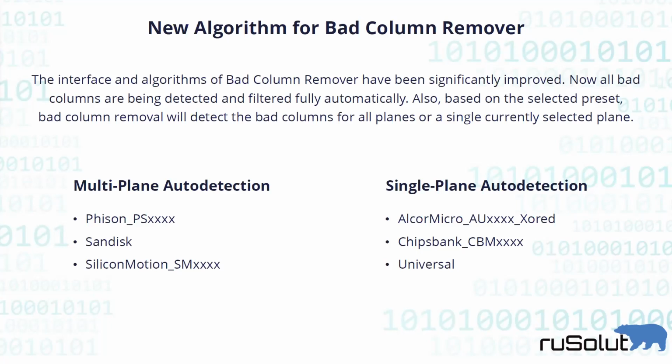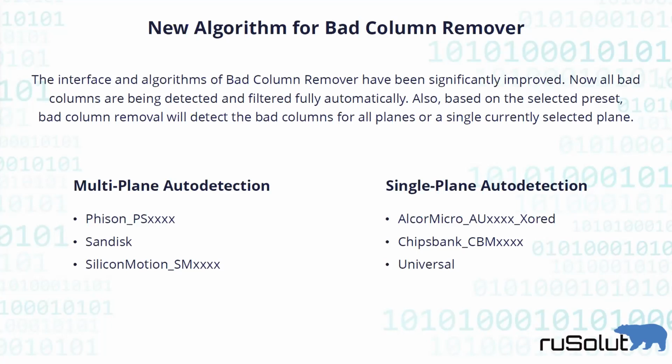And the next thing, so now all this detection and position of bad columns are being detected automatically. They are being filtered automatically, and also we added one feature, which is multi-plane auto detection and single plane auto detection. Some of the controllers use multi-plane page allocation, due to which we constantly see data in neighbor physical blocks, which belong to different planes.